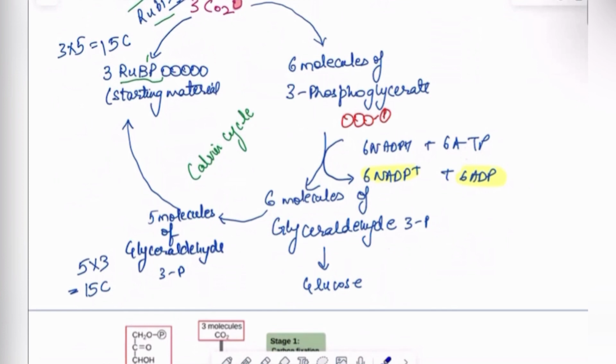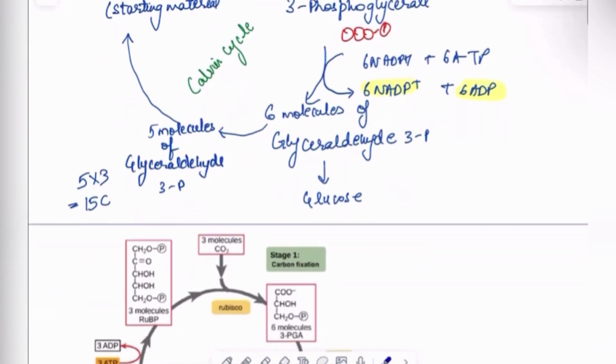Now, 1 molecule of glyceraldehyde 3-phosphate forms a glucose, and the rest of the 5 molecules of glyceraldehyde 3-phosphate are used in the regeneration of lost ribulose bisphosphate. So again, 3 molecules of ribulose bisphosphate will be formed so that the starting material can be regenerated.